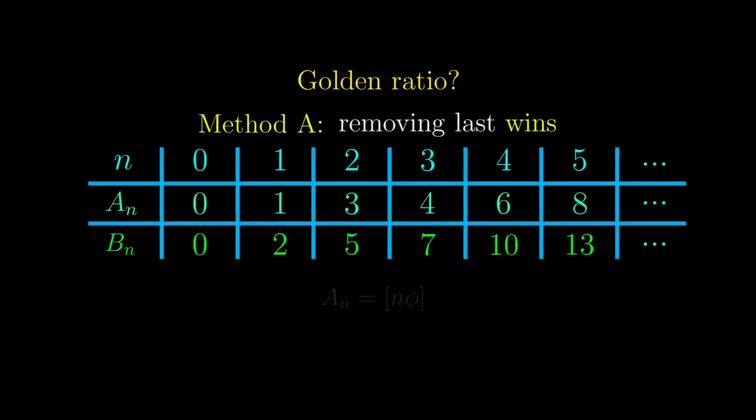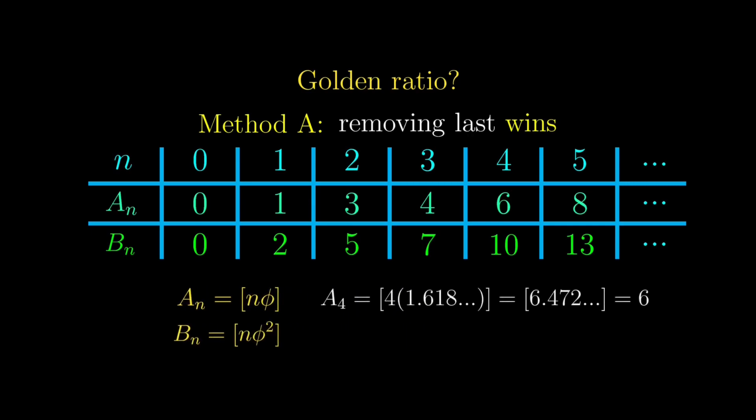The first row a_n is the integer part of n times phi, the golden ratio. And the second row b_n is the integer part of n times phi squared. For example, according to this formula, a_4 is the integer part of 4 times the golden ratio, which is really 6. And b_5 is the integer part of 5 times golden ratio squared, which is really 13.